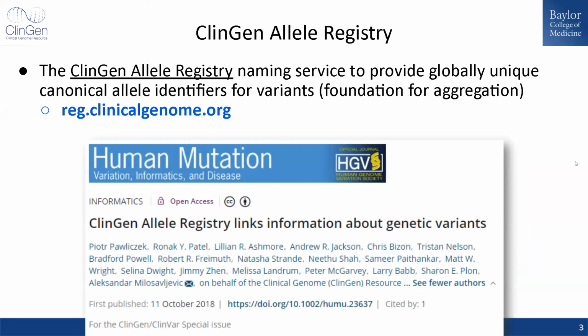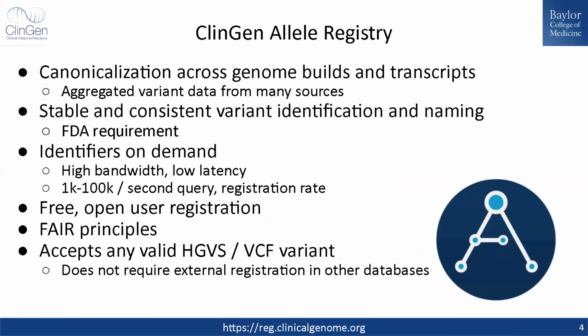So this is a citation for our publication from 2018, was in Human Mutation. And so the ClinGen allele registry is a naming service to provide globally unique canonical identifiers for variants. And so this is a foundation for aggregating additional supporting evidence information. And here's our website here. It's reg.clinicalgenome.org. And I have it on the footer of a lot of the subsequent slides, so you don't have to jot it down right now if you're interested in taking a look.